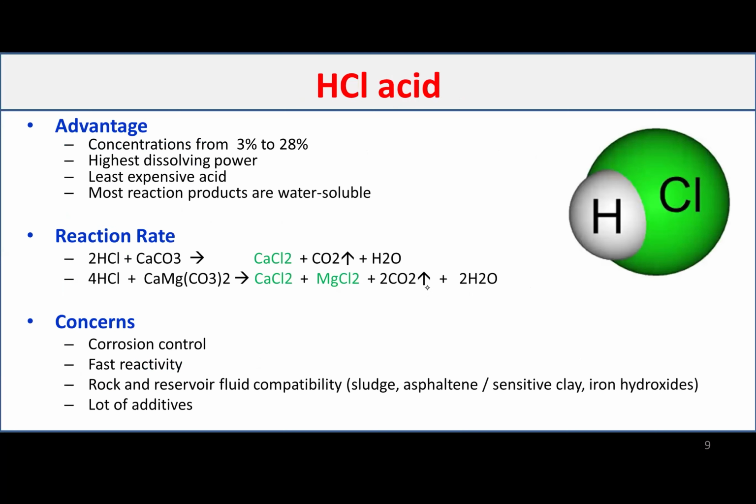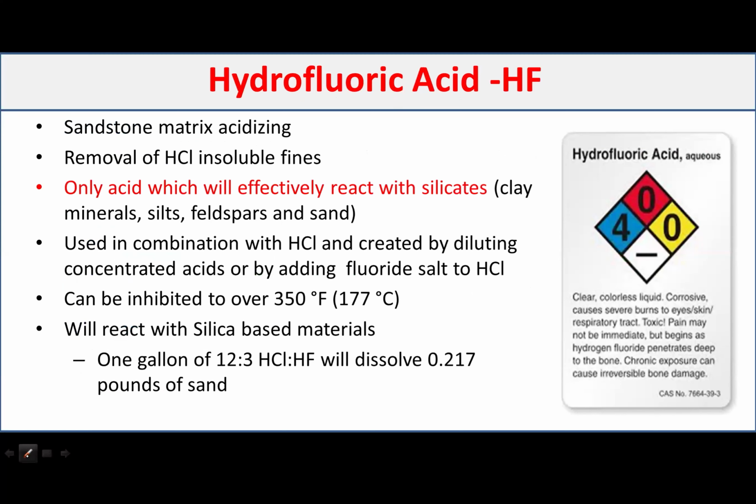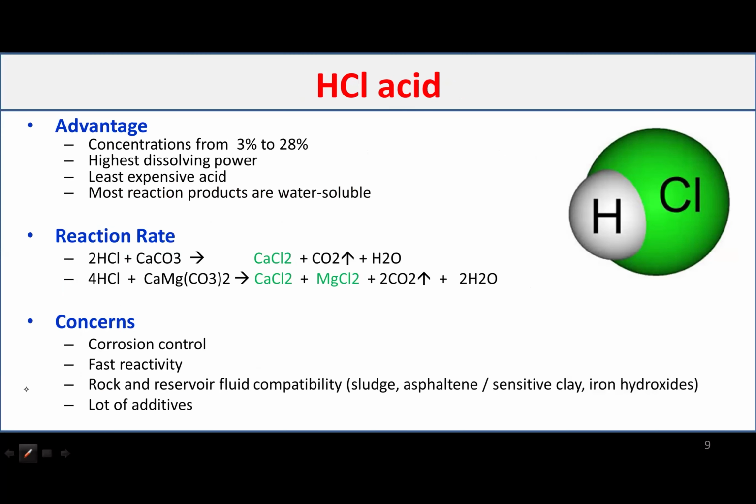So we can go through each one, really one by one. HCl has a lot of advantages. It is the most used acid in the acidizing world. The good part about HCl is that it has a really wide concentration range you can use, between 3% up to 28%. And the higher the acid concentration, the higher the dissolving power, and the more capability to dissolve the rock.